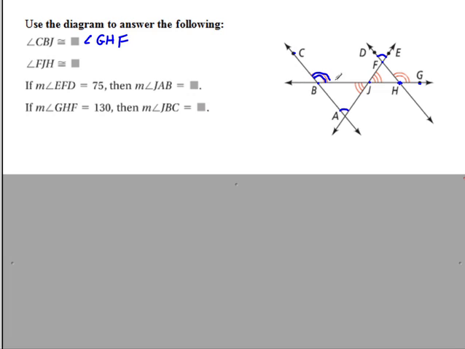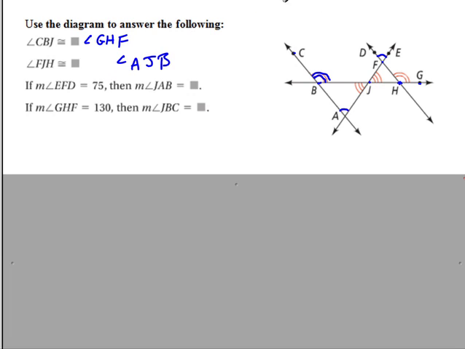How about FJH? Where's FJH? So I go from F to J to H. That's the three marks here. We've got three of them. And it's going to match up right across the way here. So you can say BJA or AJB. Let's go. What is that? Angle AJB.